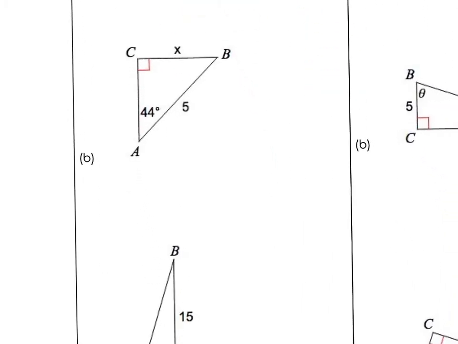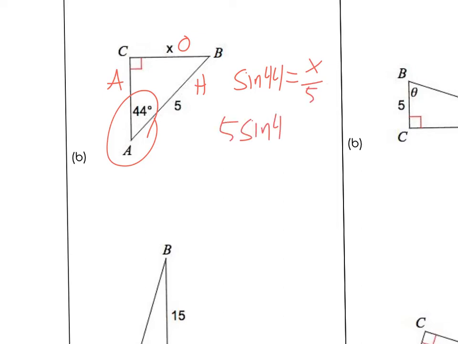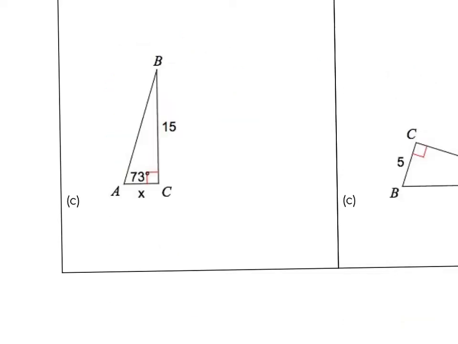Looking at number B, we know this angle is 44. Here we've got opposite, hypotenuse, and adjacent. This is a sine problem, so sine 44 is equal to x over 5. 5 sine 44 is equal to x. When I do that, 5 times sine 44, we get 3.47.